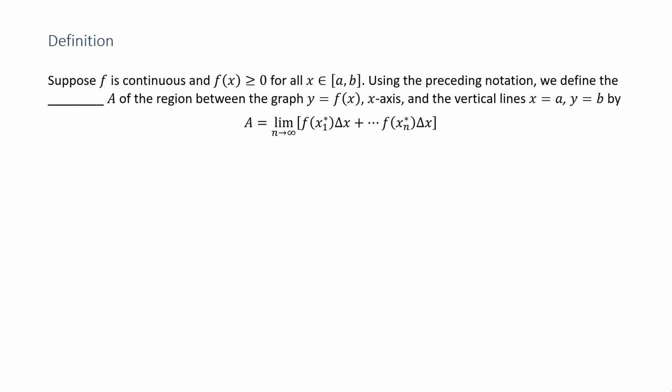Definition. Suppose f is continuous and f of x is equal to or greater than 0 for all x an element of the closed interval from a to b. Using the preceding notation, we define the area A of the region between the graph y equals f of x, the x-axis, and the vertical lines x equals a and x equals b by A equals the limit as n approaches infinity of the sum of the areas of the rectangles.